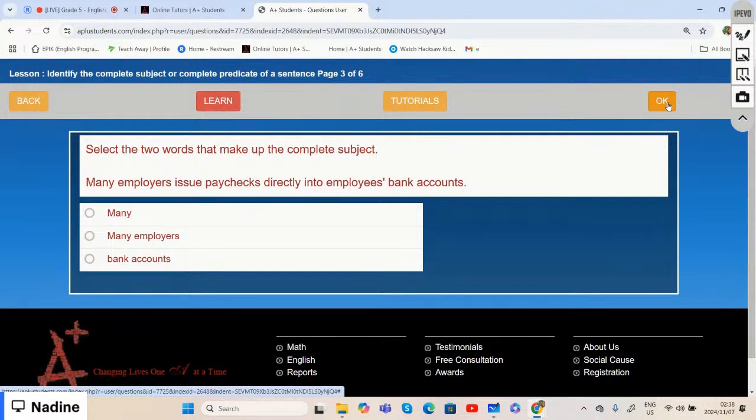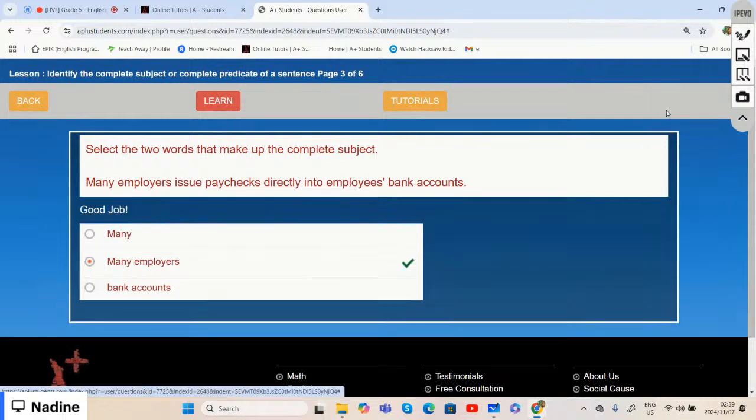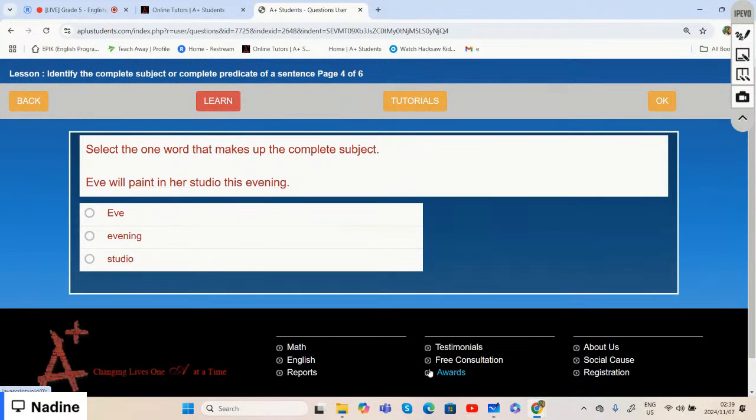So it says many employers issue paychecks directly into employees' bank accounts. And we now need to select the two words that make up the complete subject. If we choose the two words, we'll go with option two, many employers. All right, so many employers is correct.